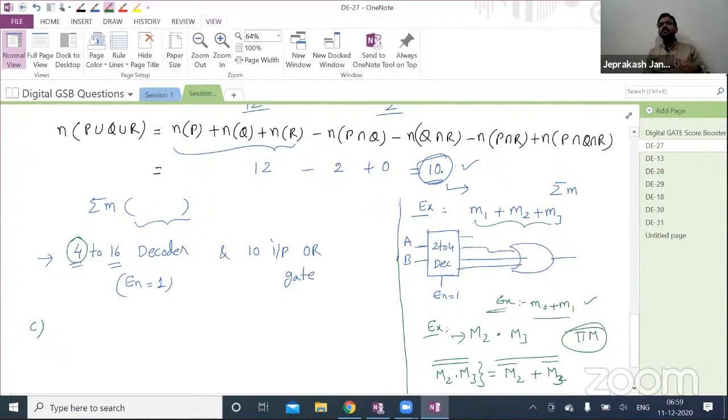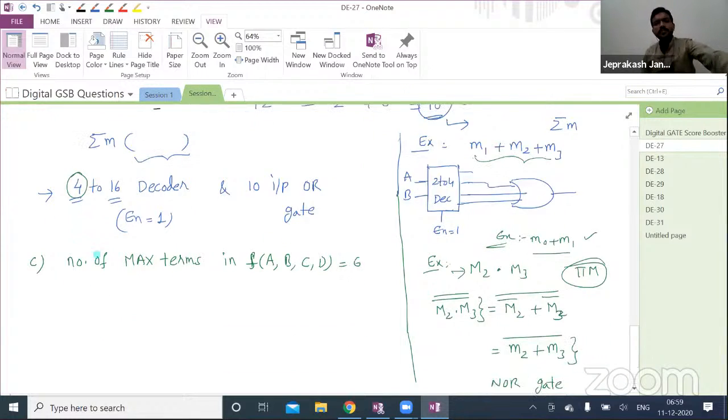That means how many max terms you will get? Number of max terms in f of ABCD, how many will you be having? Yes, you will be having 6, right? Total combinations are 16, out of which 10 combinations are min terms. Remaining 6 combinations will be max terms. So here you will be having product of capital M. I'm not specifying what those max terms are, but here you will be having 6 max terms.